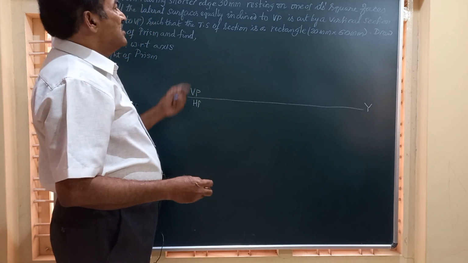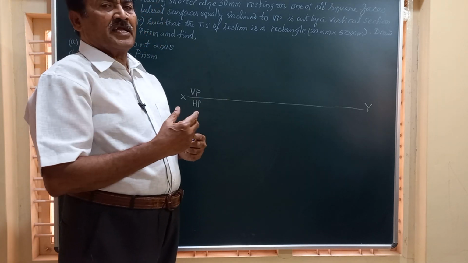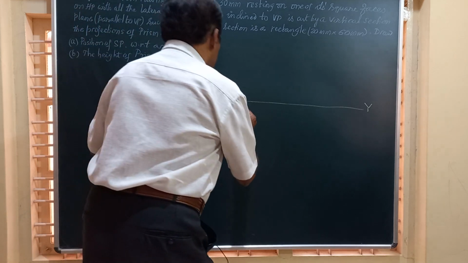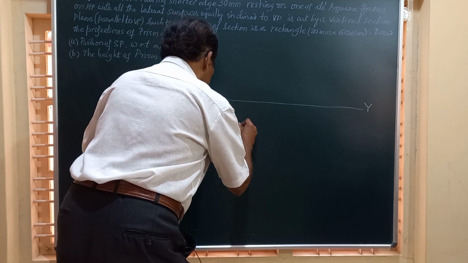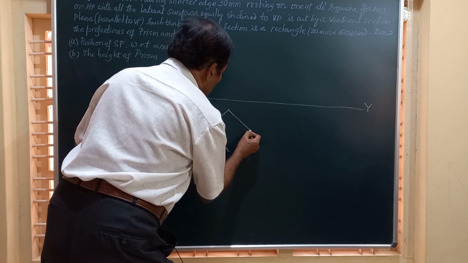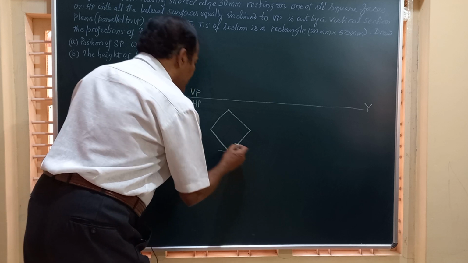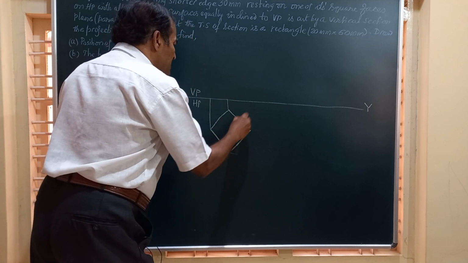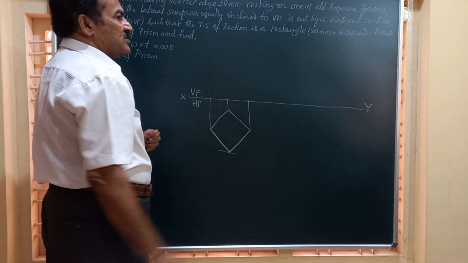Now friends, the prism is placed with two of the base edges equally inclined to VP. All the four edges are equally inclined to VP. In that case, we know the side. So I am going to draw a square here of the given side, that is equal to 30 mm. And here I will project all these corners to the front view to obtain the front view of the solid.